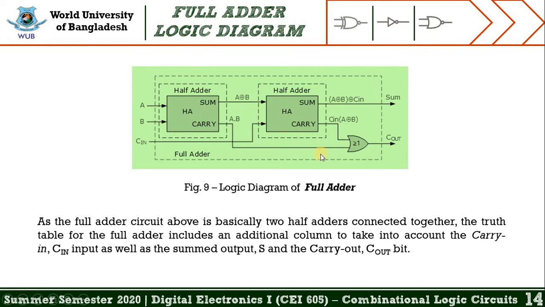As the full adder circuit above is basically 2 half adders connected together, the truth table for the full adder includes an additional column to take into account the carry in, Cin, input, as well as the summed output S and the carry out C out bit.